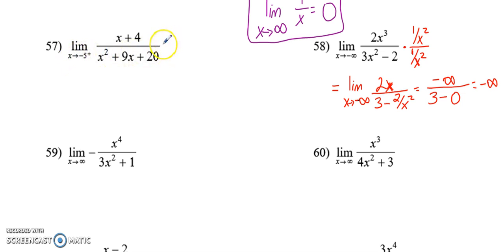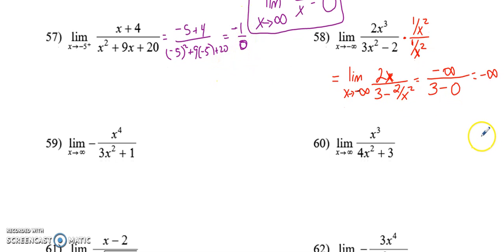So if we try direct substitution, negative 5 plus 4 over negative 5 squared plus 9 times negative 5 plus 20, we get negative 1 over 0. Well, if it was just the limit as x goes to negative 5 without the positive side, we'd say the limit doesn't exist. However, one-sided limits actually are behavior.